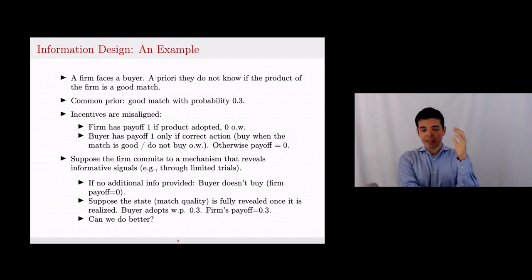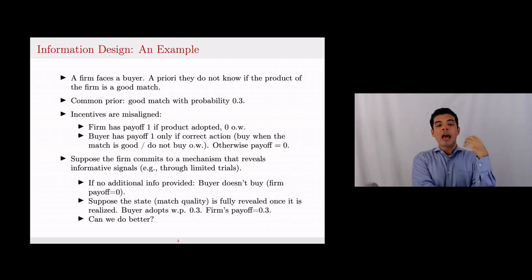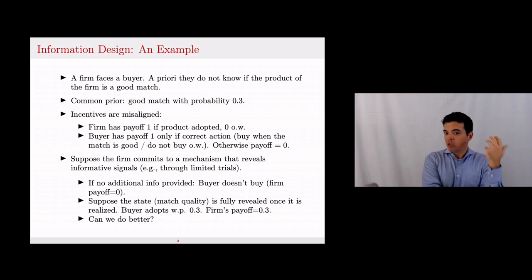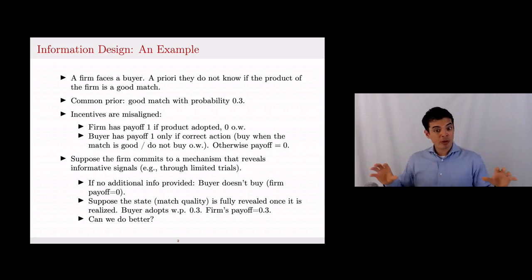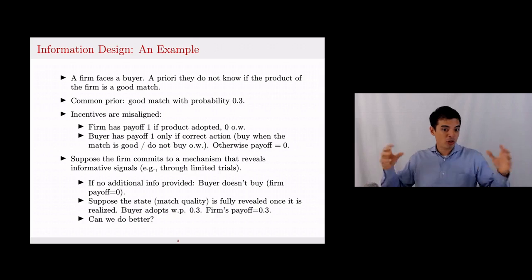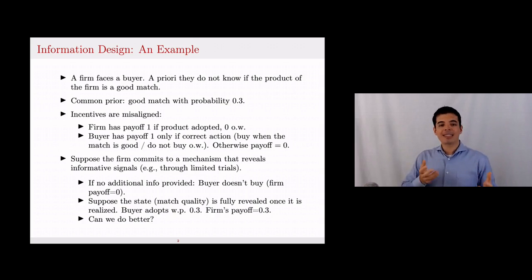To that end, we'll think about the following. We'll think about a firm who can commit to a mechanism that reveals informative signals about the product. What do I mean by this? Well, for instance, you can think about something like limited trials. We give the product, or a version of the product with some limited capabilities, to the buyer. We ask the buyer to explore this product for the duration of a limited trial and decide whether the product is a good match for her or not. Importantly, the firm designs the trial. The firm decides on what type of signals might be revealed to the buyer.